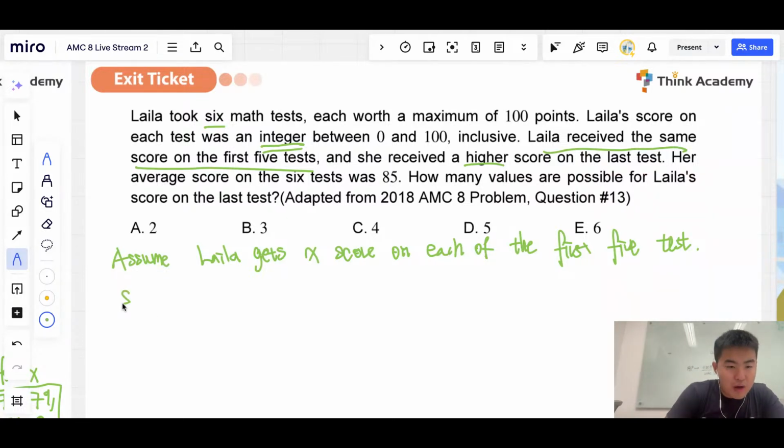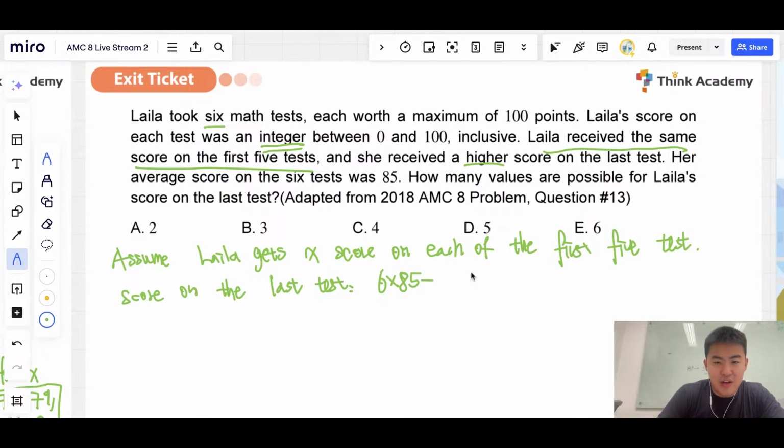So we know the score on the last test is the difference between the summation and the 5x, right? So that's something we carry from the previous problem. Score on the last test is equal to how many tests? 6. Each averages 85, minus, among those 6 tests, 5 tests have a score of x. So 6 times 85 minus 5x, we get 510 minus 5x. Okay, so the difference again is the score for the last test.